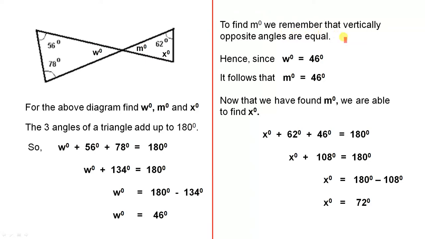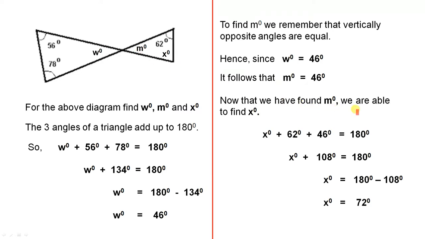To find M, we remember that vertically opposite angles are equal. We did that rule in previous videos. So, since W equals 46, which we've just found, M must also be 46. That gives you 46 and 46 vertically opposite angles.